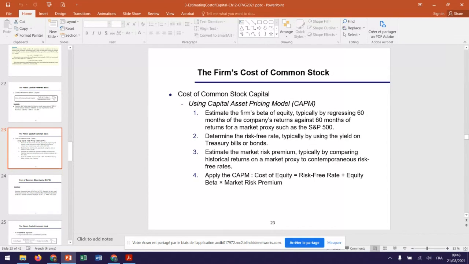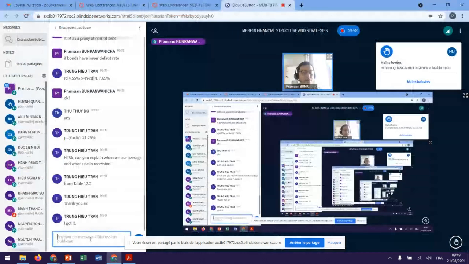Have you ever estimated the beta of equity by yourself? If you are going to invest in, or are interested to know, the beta of Vinamilk, do you know how to estimate the beta? Have you ever done any beta estimation?